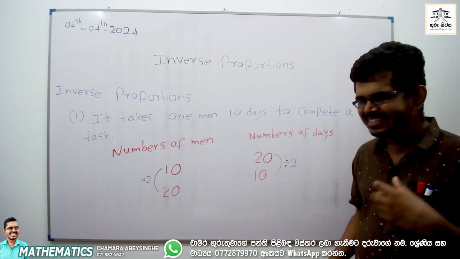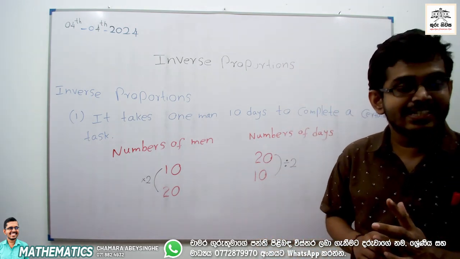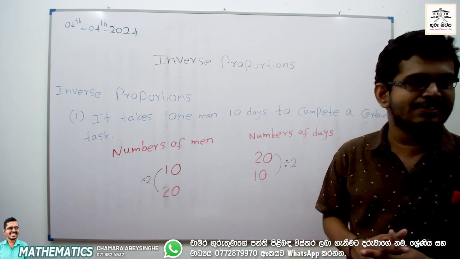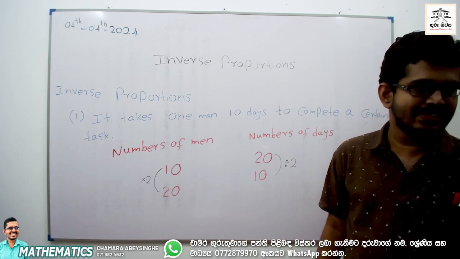Experiment කරන්න. Important one. First, you should identify that what are the quantities, what are the two quantities represent this situation.